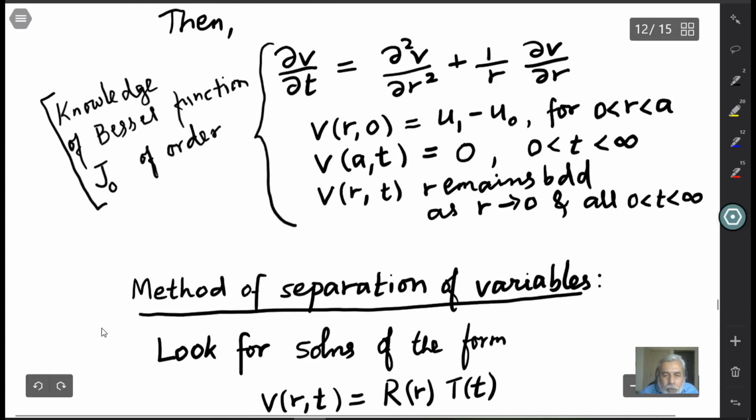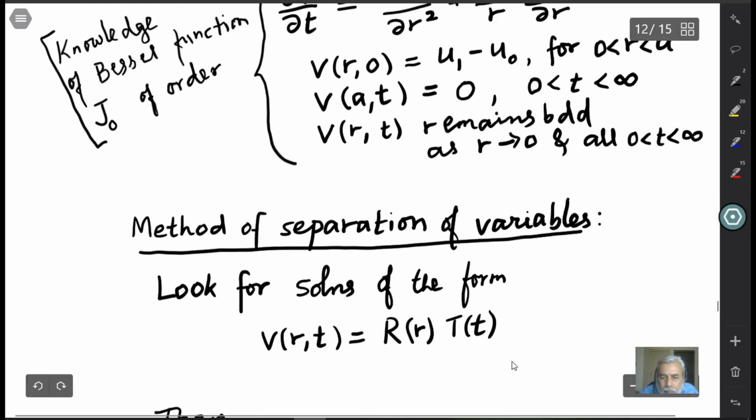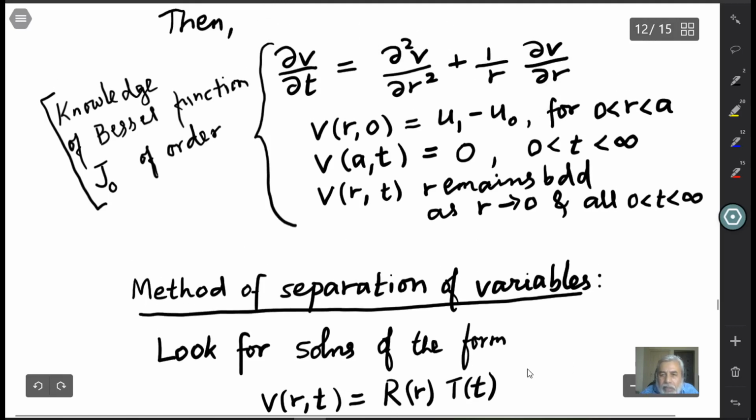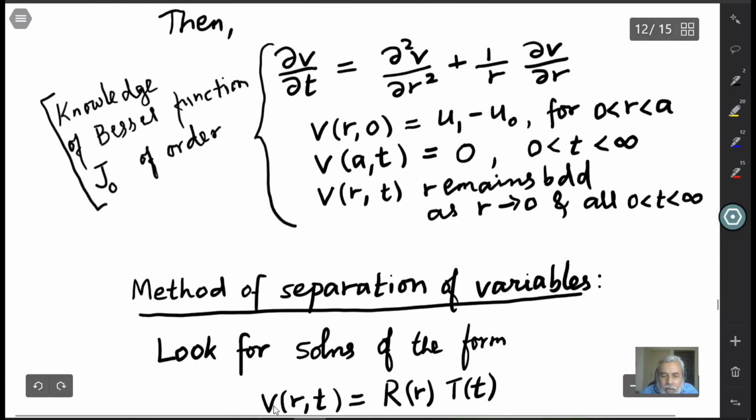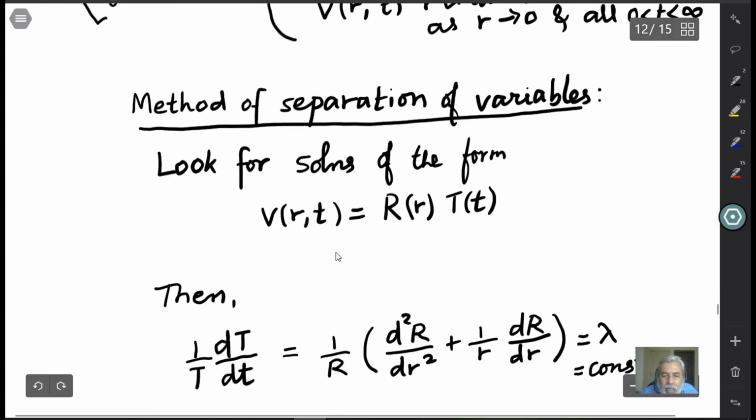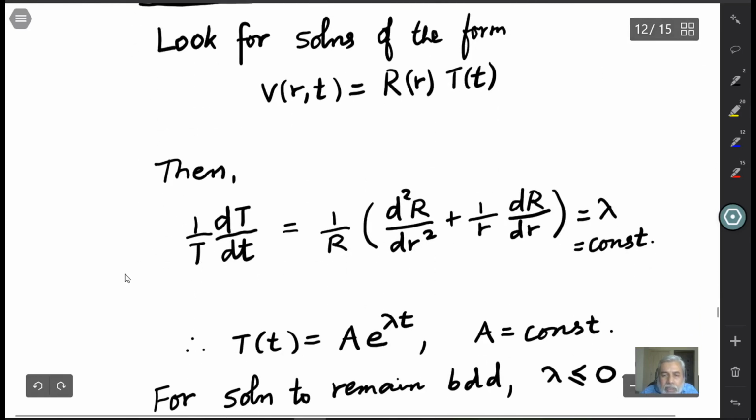so if we look for solutions in the separation of variables form, we write v(r,t) equal to R(r) T(t). So capital R is a function of small r only and capital T is a function of small t only. Okay, and when you substitute this form in the given equation, namely dv/dt equal to d²v/dr² plus 1/r dv/dr, this is the usual process.